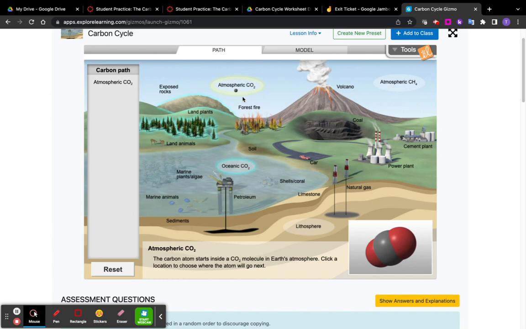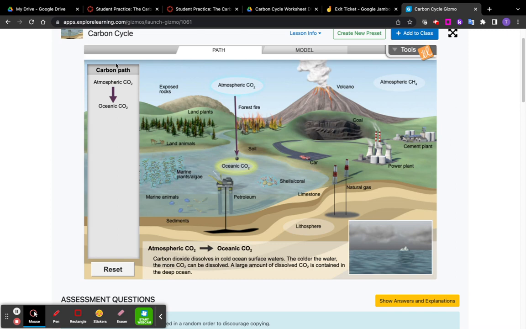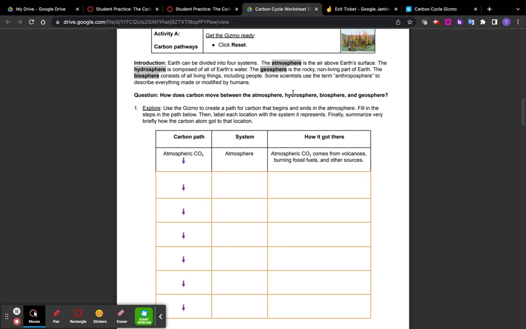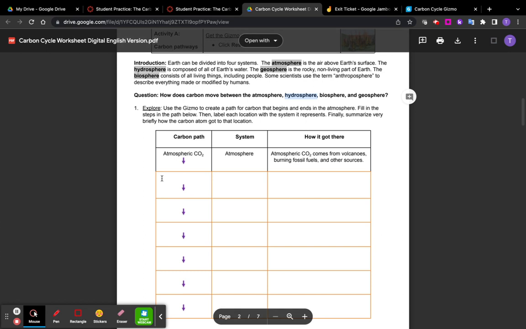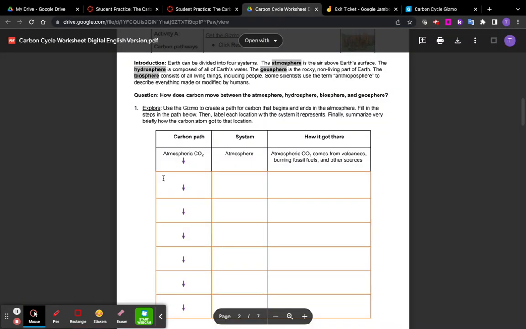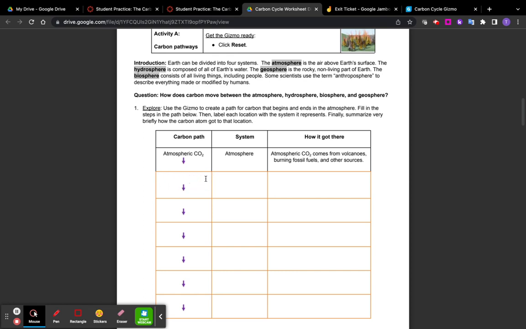Just like before in the warm-up, we're going to click on an area. From CO2 in the atmosphere as a gas, carbon dioxide can either be absorbed by the exposed rock, land, plants, or by the ocean. You pick whatever one you want. Let's say you pick ocean, here's our path over here. Make sure you write what system it is in. The ocean, I would put the hydrosphere. It just so happens that when carbon is absorbed by the ocean, it's absorbed in the form of CO2, still as a gas, but now it's in the hydrosphere.